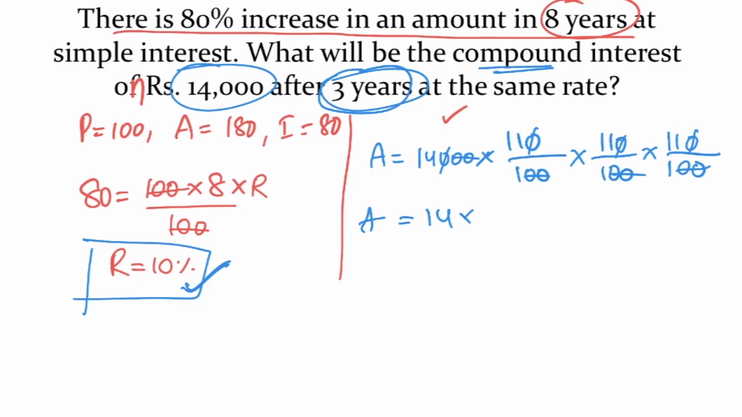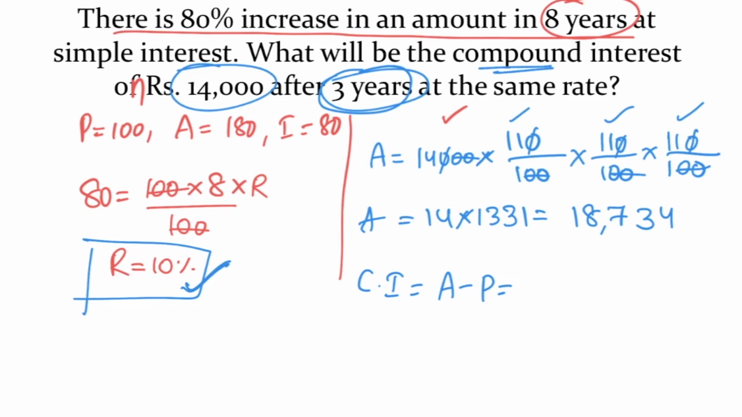Amount is 14 into 11 into 11 into 11. 11 cube is 1331. 14 into 1, 14. 14 3 times 42 plus 1, 43. 14 3 times 42 plus 4, 47. 14 ones, 14 plus 4, 18. 18,734. So what is the compound interest here? Compound interest is amount minus principal. 14,000 rupees become 18,734. So 4,734 rupees is the compound interest.